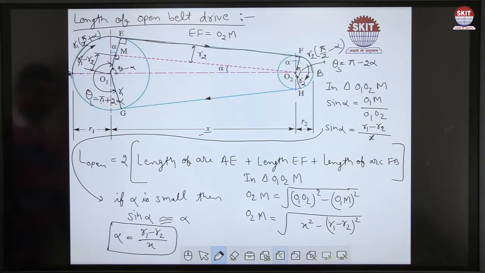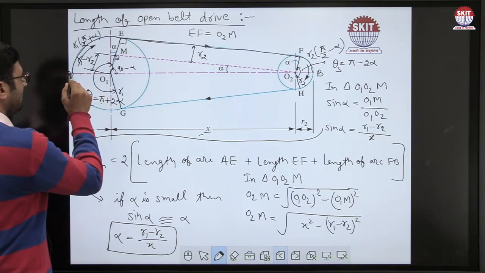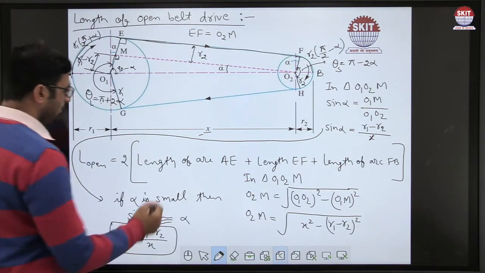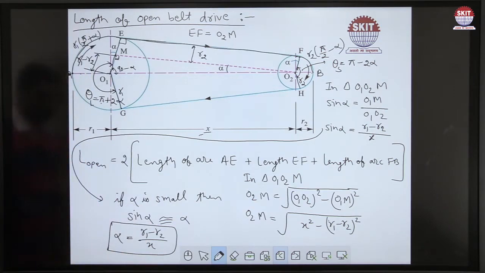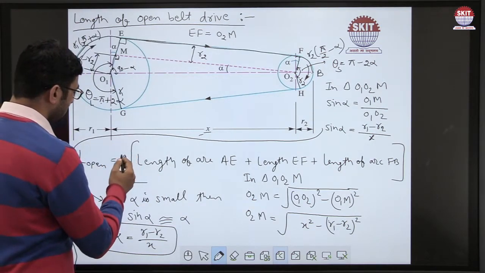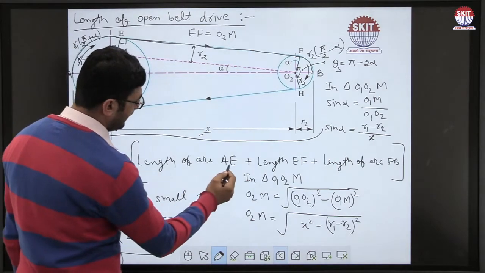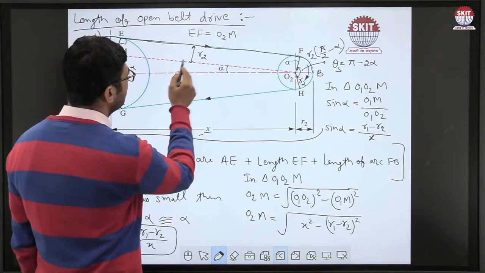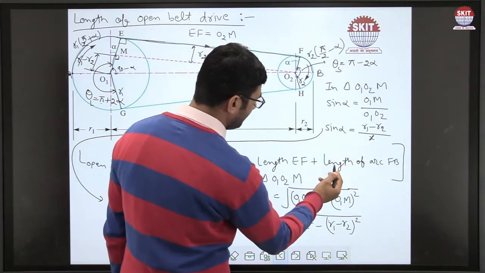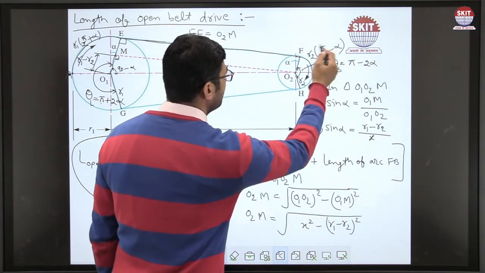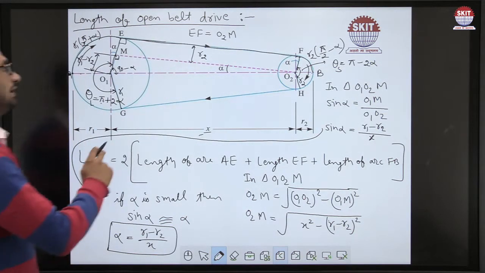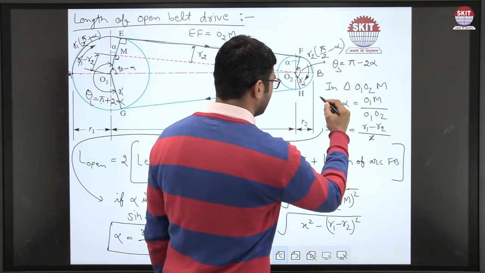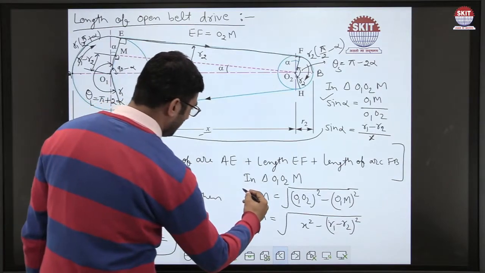For the open belt drive, we find the length from point A to B and multiply this total length by 2. Then we find the total length of the belt drive. For this derivation, we find the length of the arc AE plus the length of EF. EF is equal to O to M from the figure, and then we find the length of the arc FB, which is equal to this, and find the value from triangle O1 O2M. First find the value of sin alpha and then find the value of O2M.